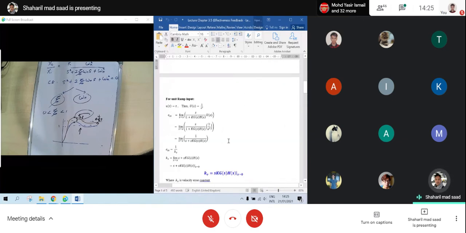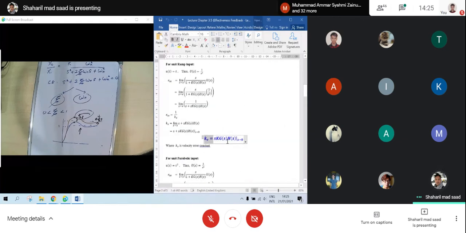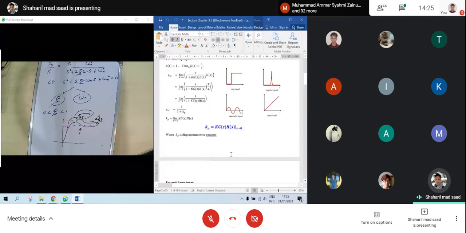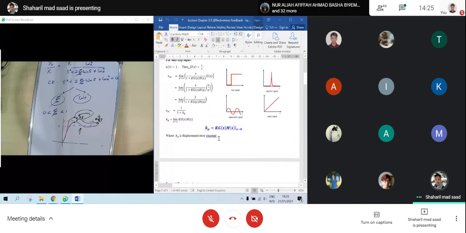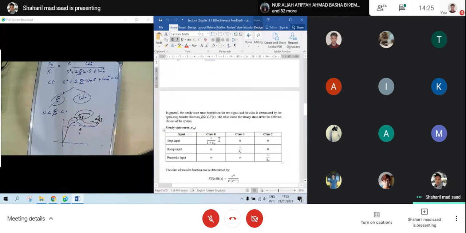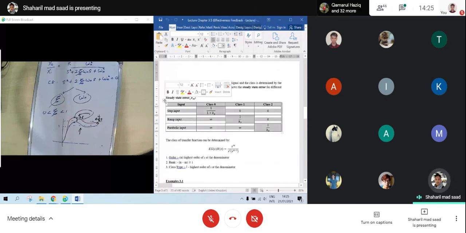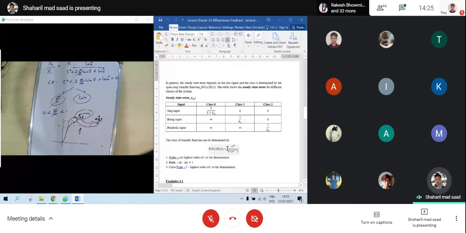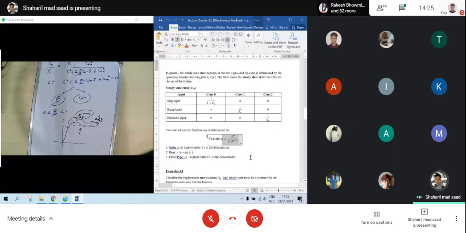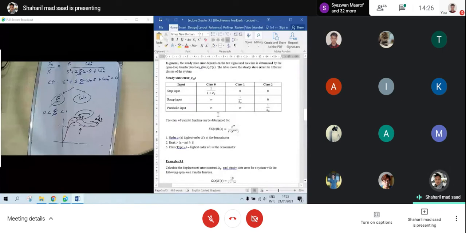Okay, you can find the Kv. It depends on the input of the system, and this is the guideline that it gives you for the class 0. Depending on this equation, you can get it. The class is 0 depending on the L value, and from that we can get it.